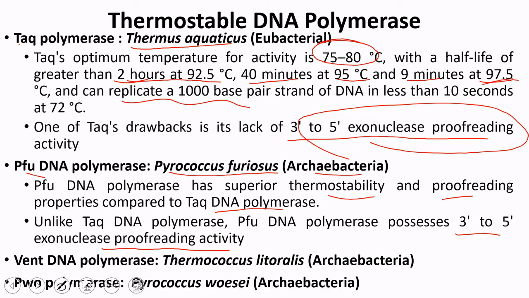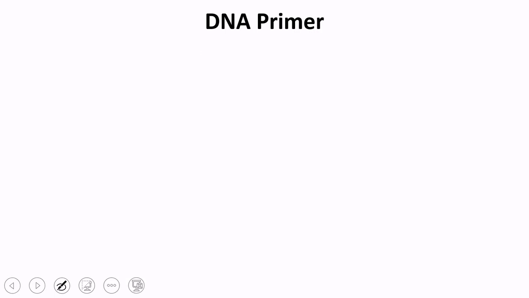And the last one is PWO polymerase, which has been isolated from Pyrococcus vaccae, that is also Archaebacteria. So these are the 4 thermostable polymerases we have nowadays. And Taq polymerase has significance as it was the first thermostable DNA polymerase initially discovered, and it has been used for a long duration of time. But nowadays we have slightly better thermostable polymerases, either PFU or Vent DNA polymerase. So we can select the DNA polymerase according to our needs.